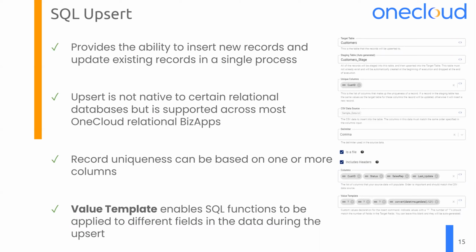Not all relational databases have a native SQL command to do this. So we've made it possible with all the relational BizApps, or most of the ones that support pushing data in, to be able to do a Sql Upsert. You can specify the record uniqueness by one or more of the columns that's in the table, and the value template input to that function, which also exists in the insert statement for our relational BizApps. That's a way that you can apply SQL functions to the data that's going to be loaded into the table.